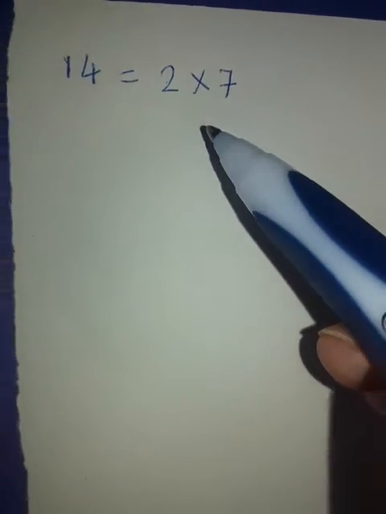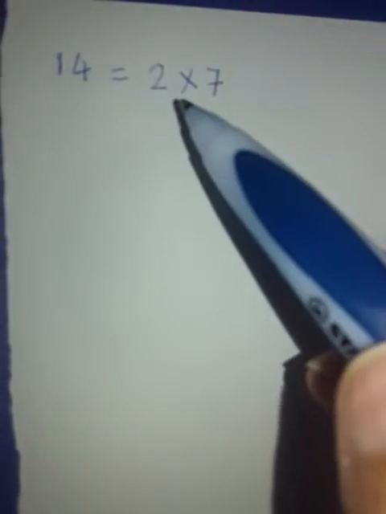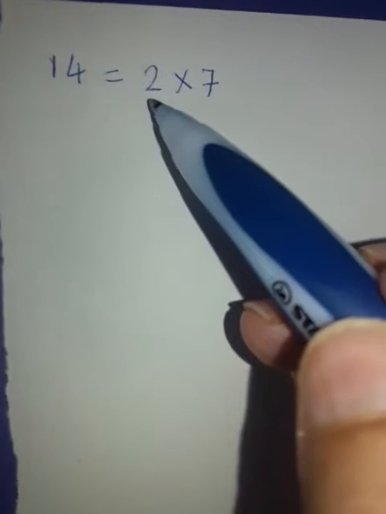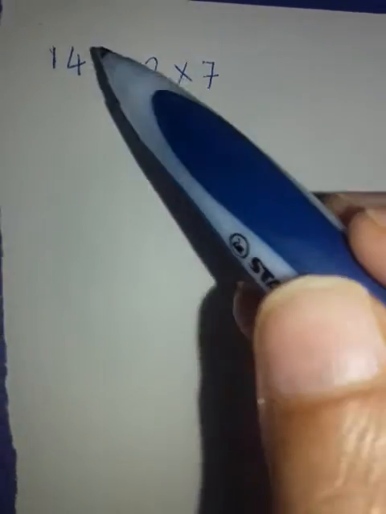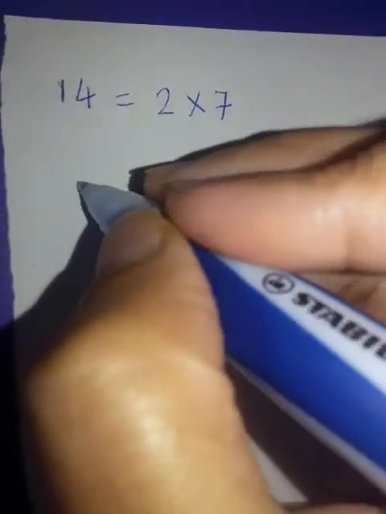That means for the divisibility test of 14, what you can say is, a number which is divisible by 2 and 7 is divisible by 14. See, you discovered the divisibility test for 14.